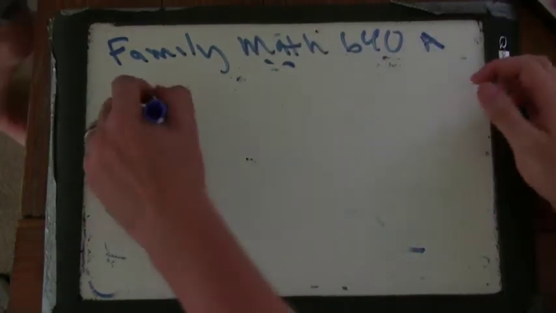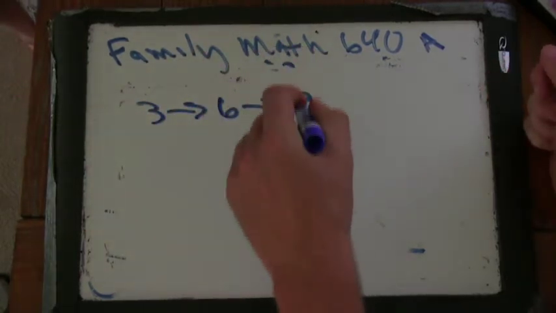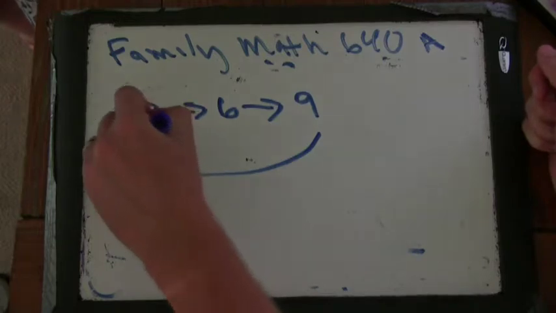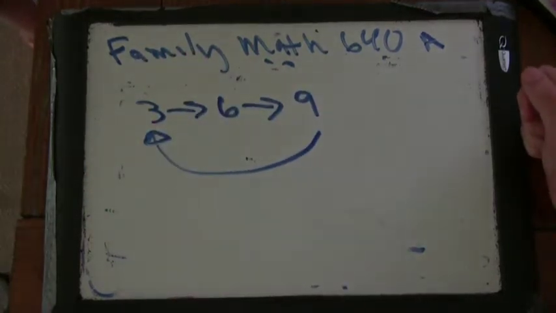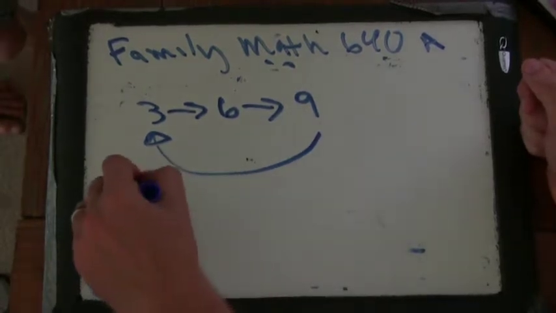Okay, so 3. So 3, it would go 3, 6, 9, and then back to 3 again. Ah, that's pretty easy. Okay, so 3 works. 3 repeats and then 6 and 9 will repeat. Okay, so what do you want to check now? Let's check like 12. Okay, 12.